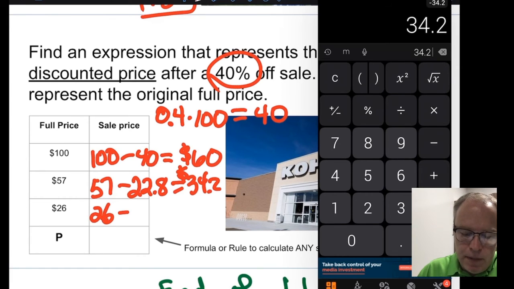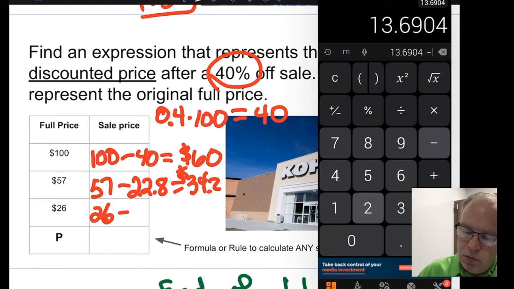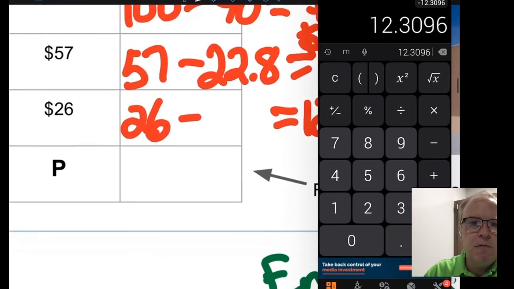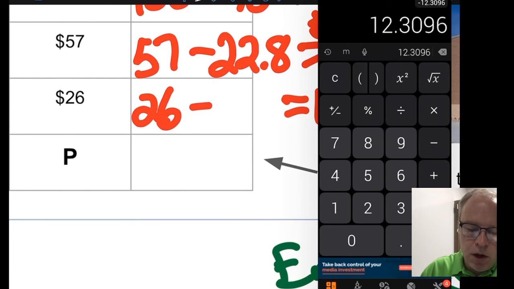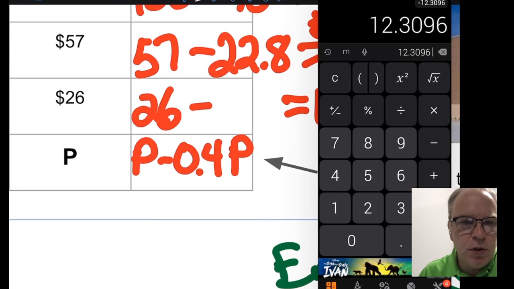26. We would take 26 minus, come over here, 26 times 0.4. This is our savings, 10.40. We're going to minus 26, and we know it's supposed to be positive, so we get 15.60. So what are we doing every time? That's the formula that's being talked about here. So what do we put in here? Well, we always start with our original price, and then we subtract off 40% of that original price.